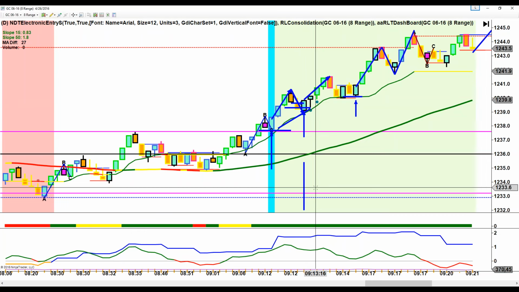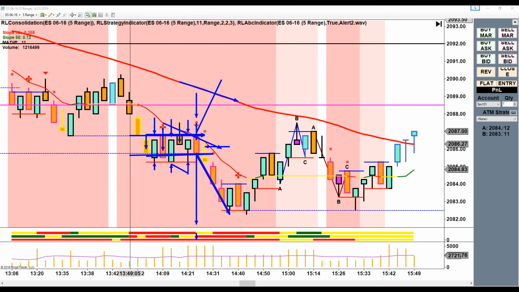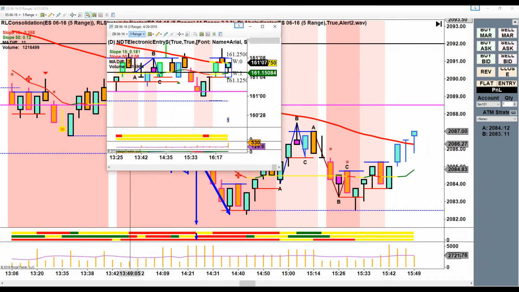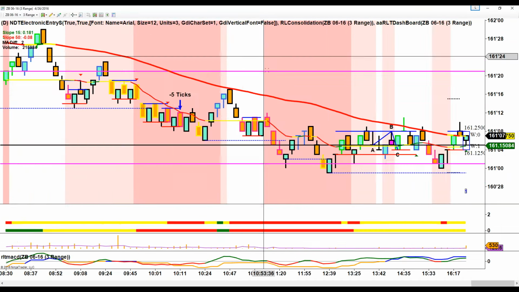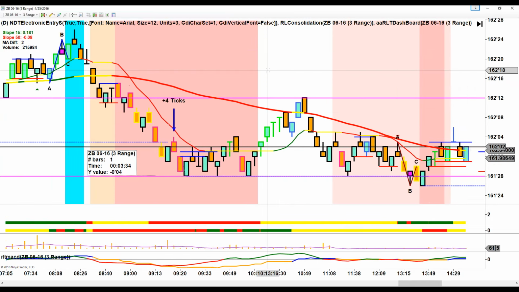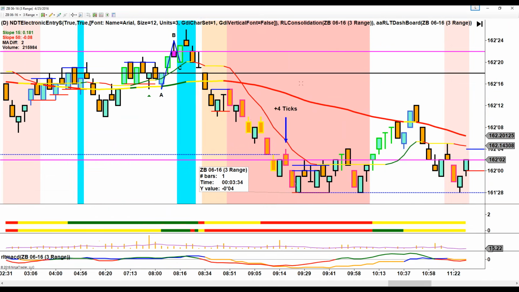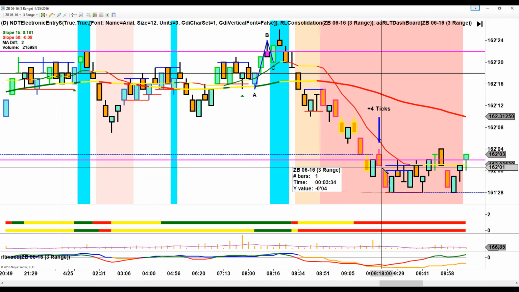We stay with the ES and we stay with crude and we don't do anything until we get an alert from the dashboard. I'll show you another one. I mean, they just come up over and over and over again. Right here. Dual quants.